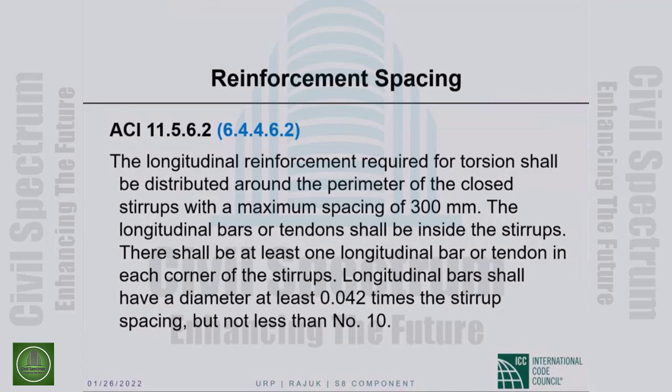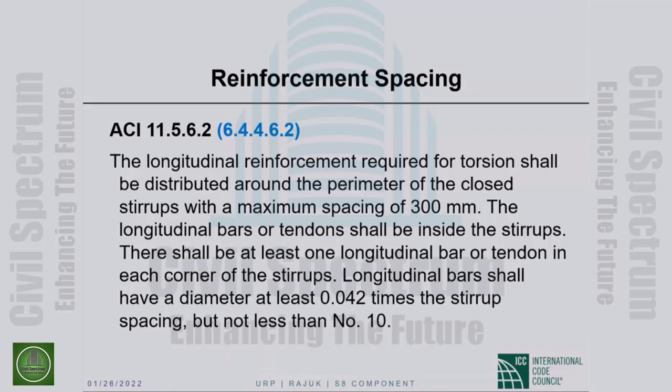The longitudinal reinforcement required for torsion shall be distributed around the perimeter of the closed stirrups. So flexural steel would be at top and bottom, but this reinforcement is around the perimeter with a maximum spacing of 300 millimeters. The longitudinal bars or tendons shall be inside the stirrups, very, very specific. There shall be at least 1 longitudinal bar in each corner of the stirrups.